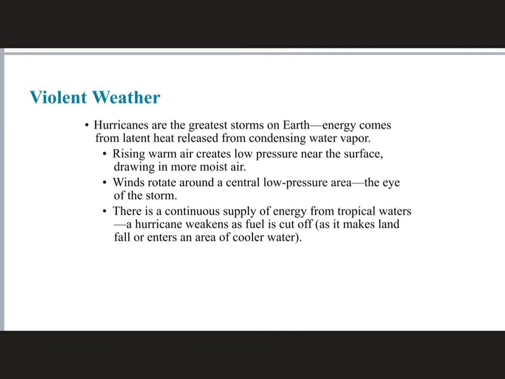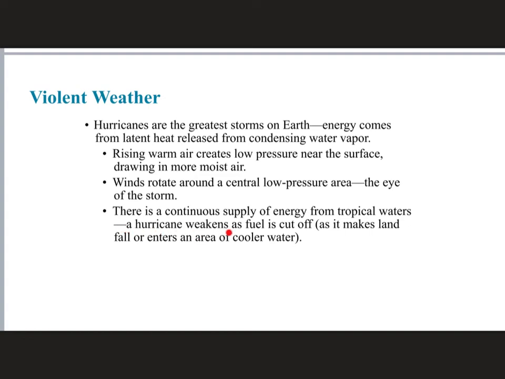But actually, the biggest storms that exist on Earth are hurricanes. And hurricanes occur from energy that comes from the latent heat released when you have condensing water vapor. So you have rising warm air that creates low pressure near the surface, which draws in more moist air. The winds rotate around a low pressure area, which is called the eye of the storm, and there is a continuous supply of energy from tropical waters.